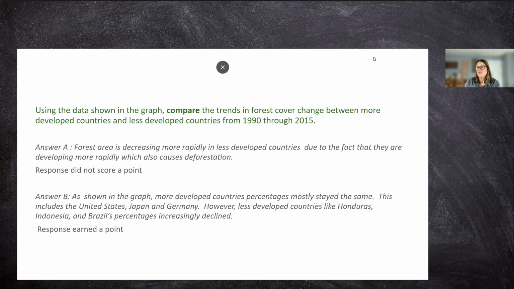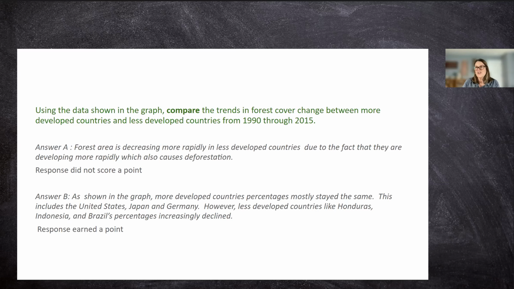So here's an example of two answers. I kind of modified some existing answers, but as you can see, here are the answers to that prompt that asked them to use the data shown in the graph, compare the trends in forest cover change between more developed and less developed countries. So one answer was given: forest area is decreasing more rapidly in less developed countries due to the fact that they are developing more rapidly, which also causes deforestation. So the good news is that the student tried to provide a good explanation for why forest areas were declining in less developed countries. This response did not earn a point because they didn't close the loop. They didn't tell us what the trends were in more developed countries.